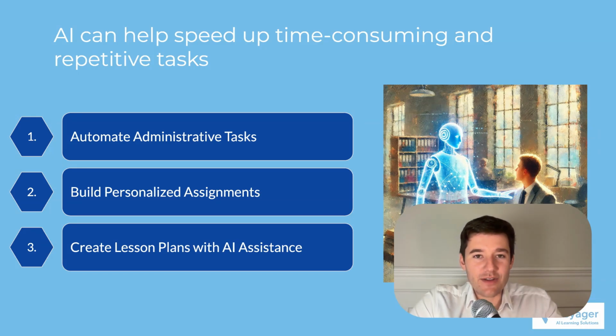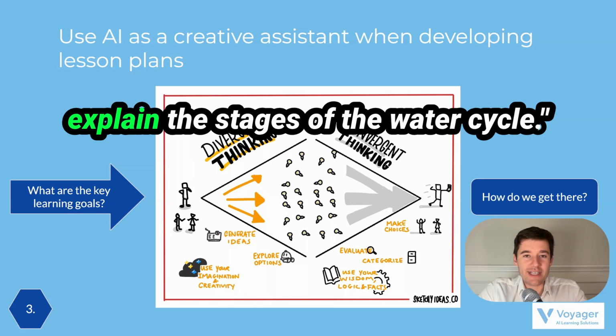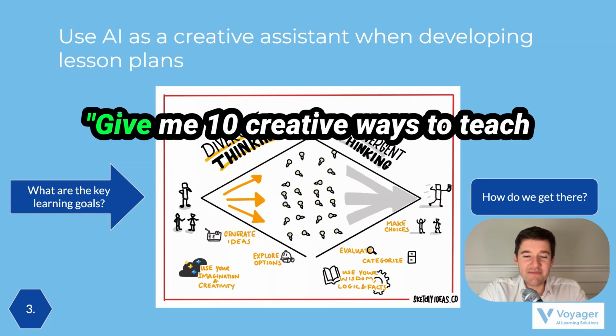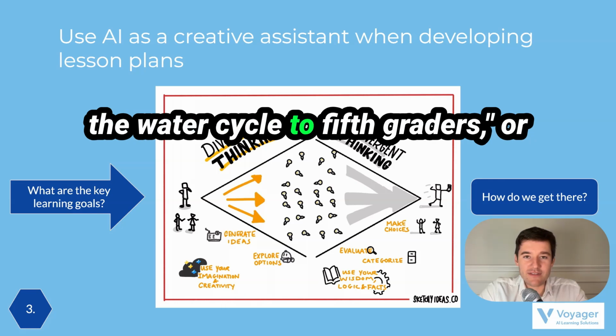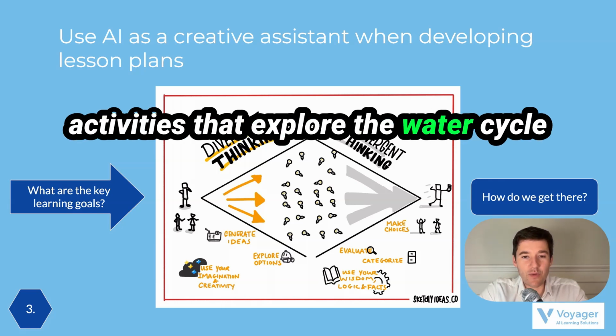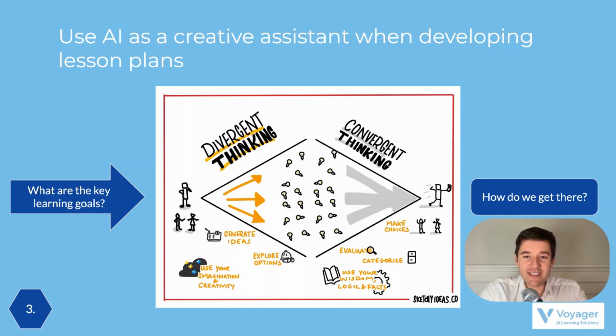Imagine you're planning a lesson on the water cycle for 5th graders. You might start with a learning objective like, students will be able to identify and explain the stages of the water cycle. At this stage, AI can be incredibly helpful for divergent thinking. In other words, generating a wide range of ideas. You might ask ChatGPT, give me 10 creative ways to teach the water cycle to 5th graders, or suggest project-based learning activities that explore the water cycle through science, art, and writing. Within seconds, you'll have a list of ideas you might not have thought of on your own.